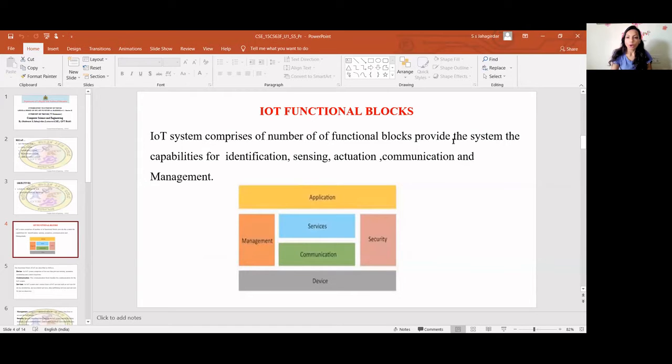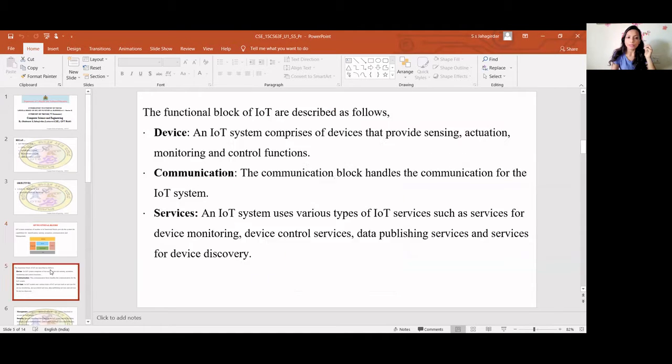What it provides is system capability for identification. How will you have identification? Based on URI. Then sensing. It should be able to sense, actuate, communicate, and manage. Based on these functionalities, they have divided the IoT device into various functional blocks, as you can see in the diagram. We will see each of them.